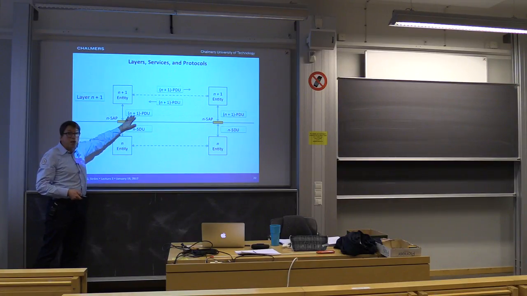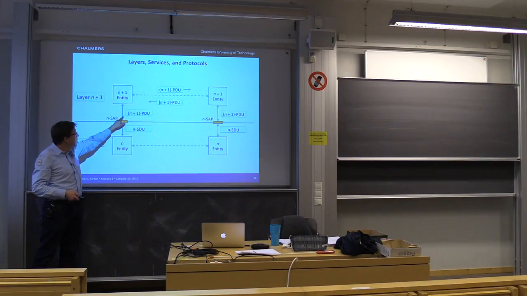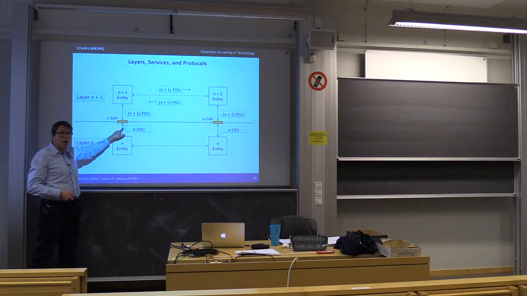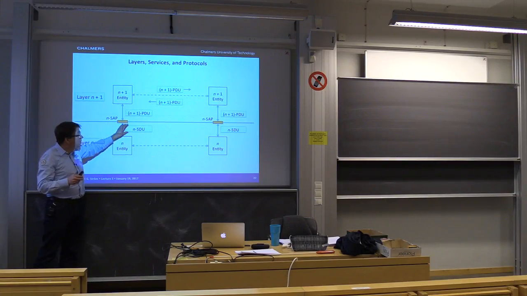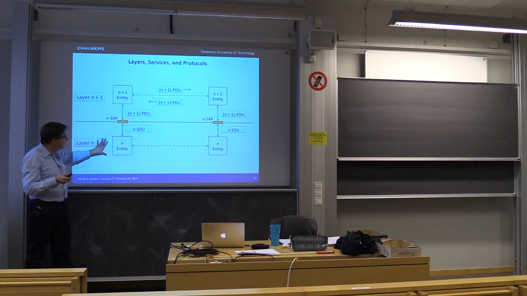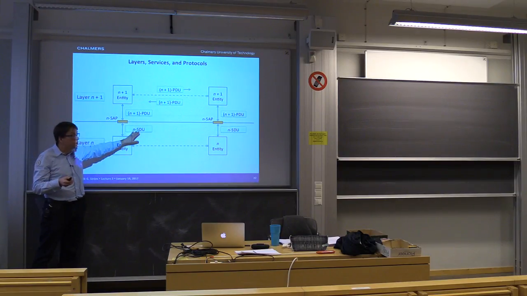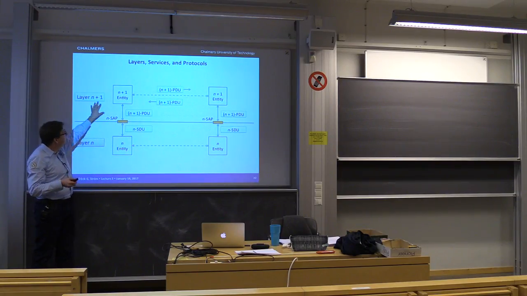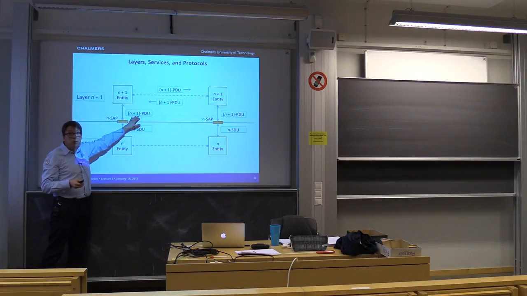So it changes name as it goes over this border here. Otherwise, it's exactly the same bits, right? Same bits here as here, two different names for the same thing. But from the perspective of the nth layer here, this is a service data unit. From the perspective of the layer above it, it's a protocol data unit.